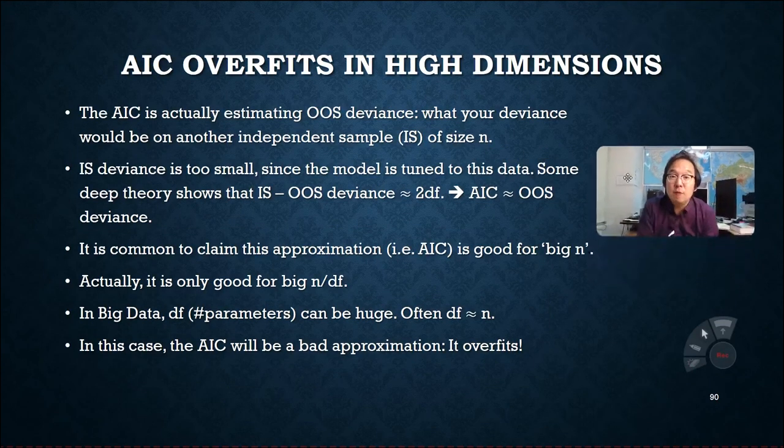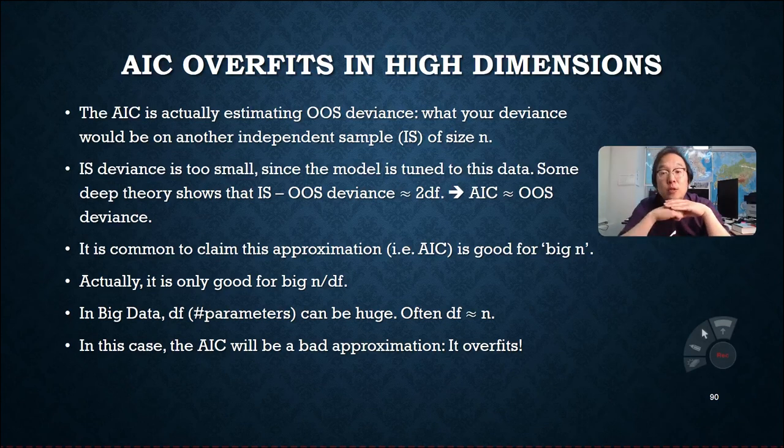Anyway, AIC overfitting in high dimensions is a concern. AIC is actually estimating out-of-sample deviance: what your deviance would be on another independent sample of size N. Independent sample deviance is too small.